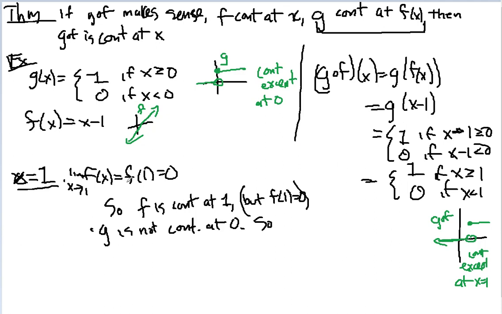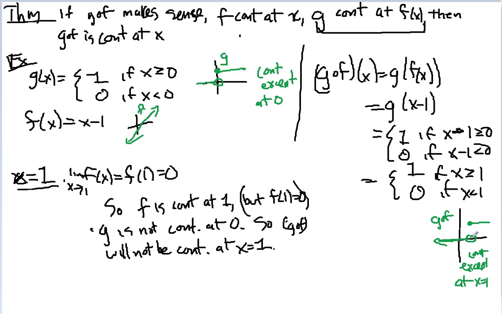Well, F is continuous at 1, sure. But F of 1 equals 0. G is not continuous at F of 1, which is 0, because of this. So G composed with F will not be continuous at X equal to 1. So notice we can figure out whether G composed with F is continuous at X without ever computing G composed with F. Now, I did compute G composed with F here to show you what I'm about to show you now. It's not continuous at X equals 1.